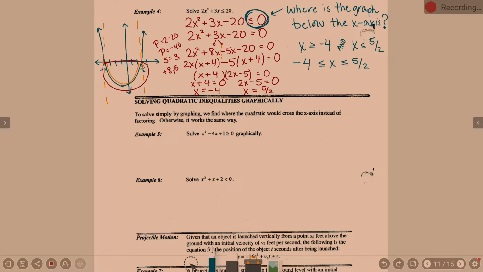Now, interval notation does go from -4 to 5/2. Parentheses or brackets. I kind of gave myself away because I already put equal to's on there, didn't I? Why did I put equal to's on there? Because of what was in the original problem, right? Okay, so this is brackets.